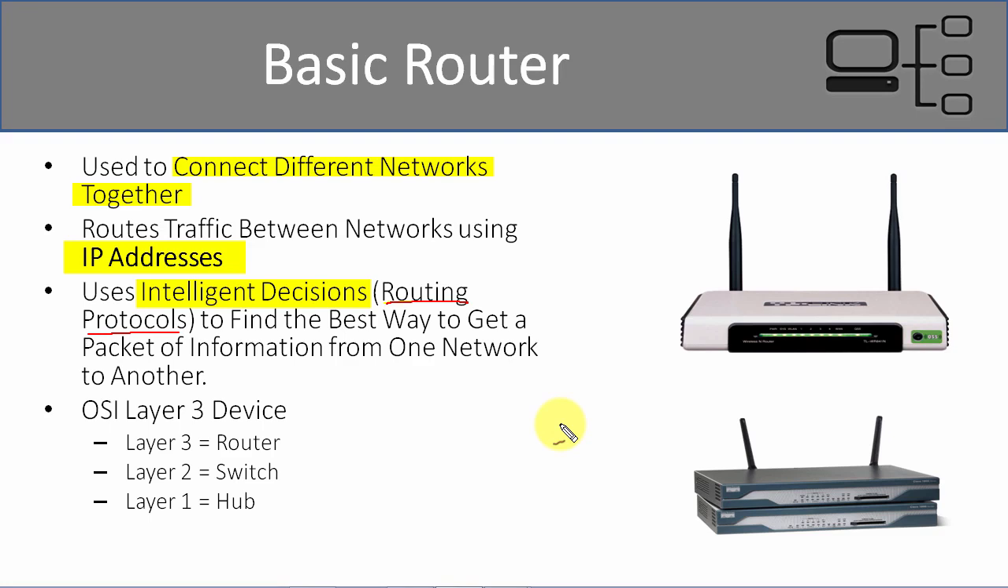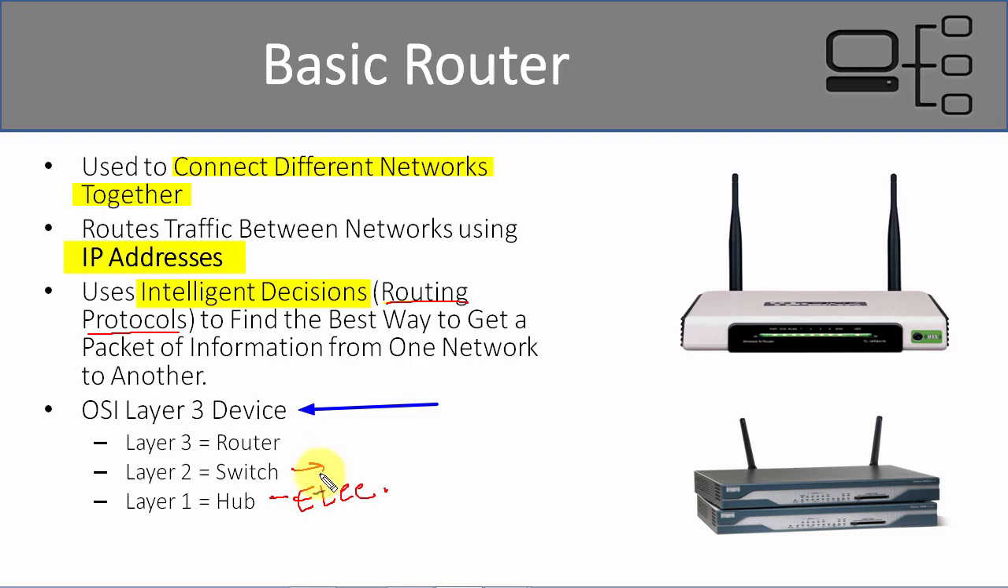Now, a router communicates on the OSI layer 3, and so we'll take a look at that right now. For example, I have layer 1, layer 2, and layer 3 side by side. And so let's go ahead and talk about these again. So remember, let's start at the bottom. Our hubs are our dumb devices, remember that? And remember, they don't use any sort of intelligent decisions whatsoever. They just send out electrical signals, and nothing else.